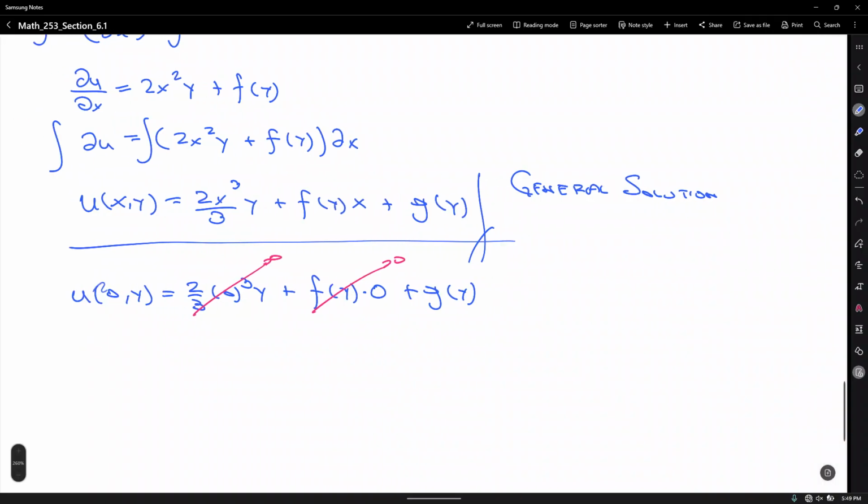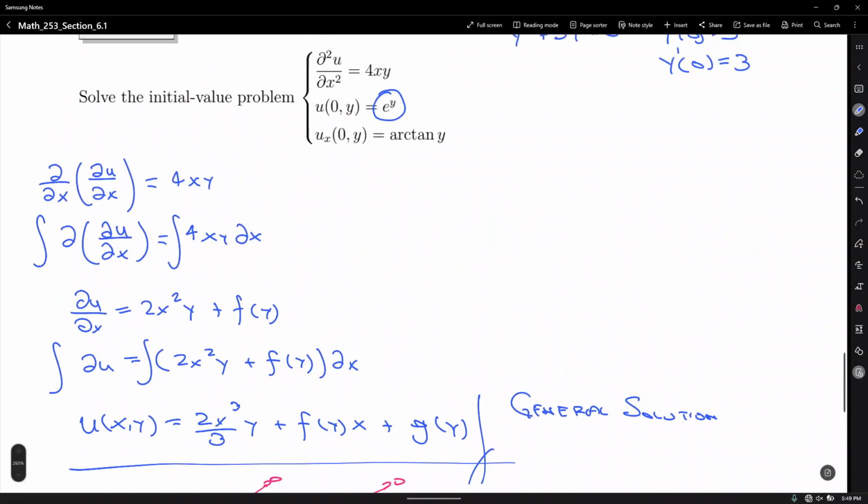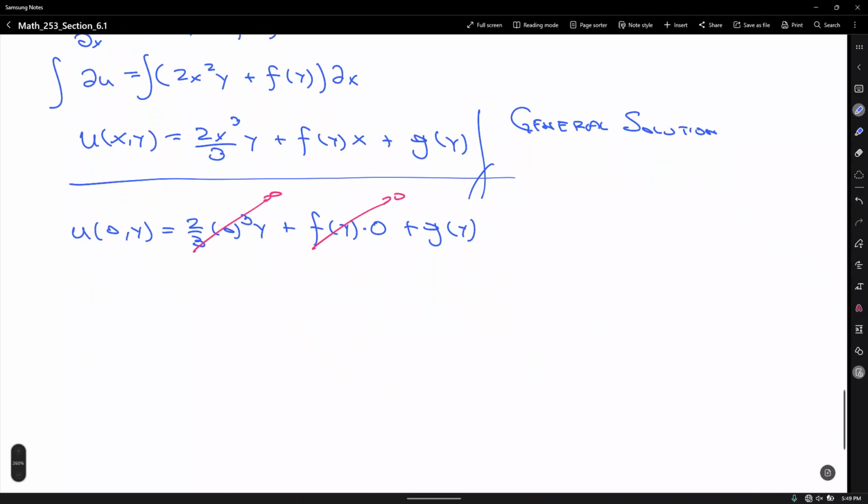But what's u of (0, y), guys? From the conditions, that equals e to the y. So that is e to the y, and that is equal to g of y. So that is the constant of integration g, which in this case is not just a number. It's actually a function of y, the other variable that remains intact when integrating the PDE.